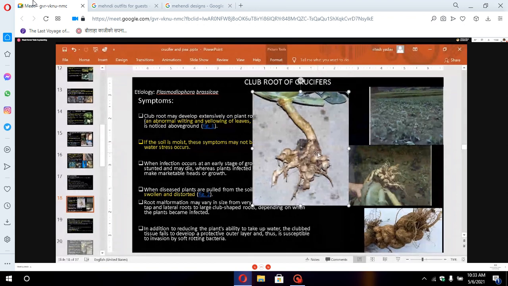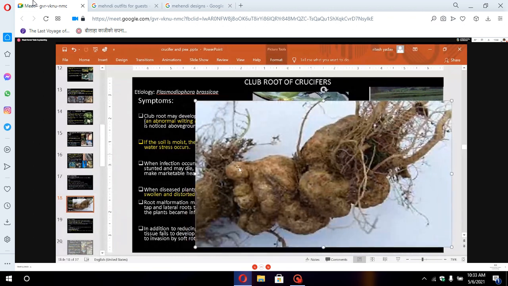So due to hyperplasia and hypertrophy induced by Plasmodiophora brassicae, the roots, they are swollen, and they assume club shape. So त्यसको साइज फरक पर्न सक्छ एक्सटेन्ट अफ सिभिरिटी अनुसार. सो कहिले चाहिँ एकदम ठुलो देखिन्छ, कहिले एकदम सानो देखिन सक्छ. सो दिस इज भेरी सिभियर केस अफ क्लब रुट, होइन.